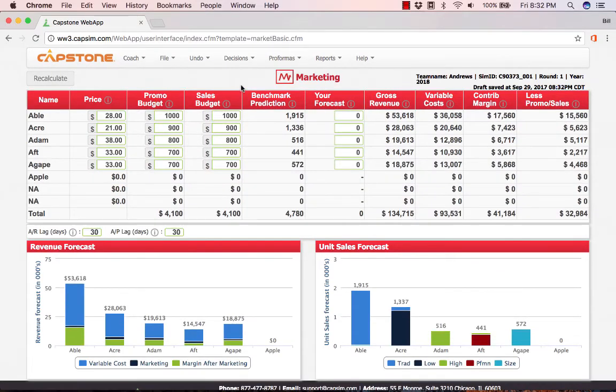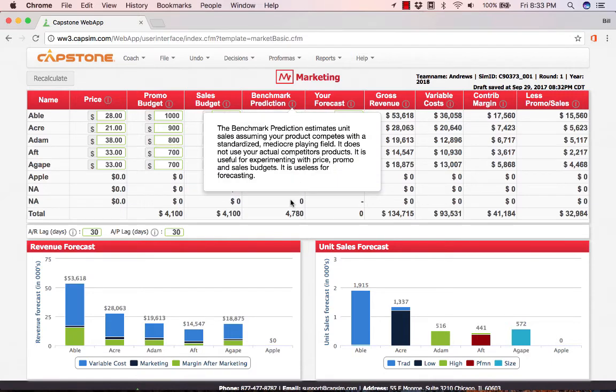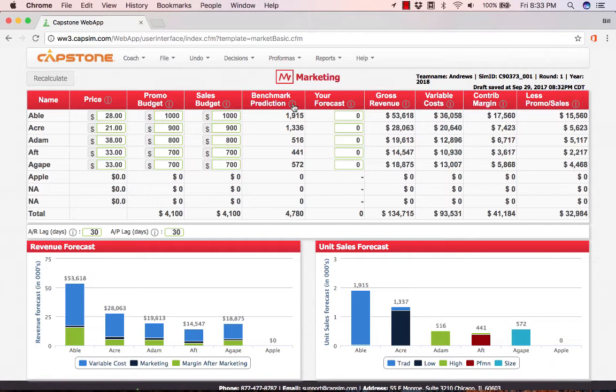Okay, and again, marketing asks us to set a price, create a promo budget, and a sales budget. This benchmark production number, when you see that, ignore it. It's worthless, and it'll even tell you it's worthless. I don't even know why they have it here. Click the information button. It is useless for forecasting because what the benchmark production does is it makes a bunch of assumptions about what you're going to do and about what the computer teams are going to do that are never right. So pay no attention to those at all.